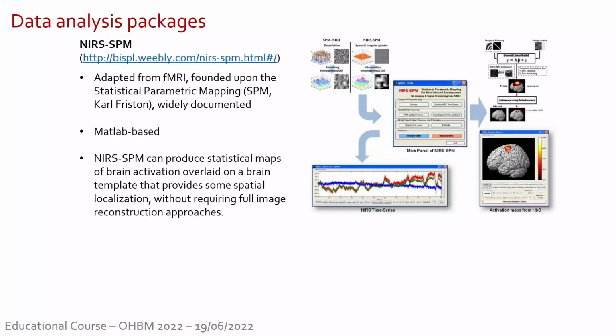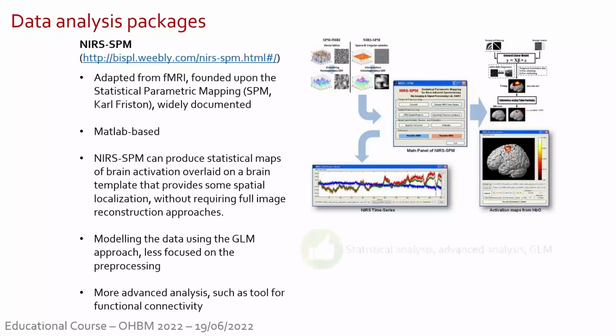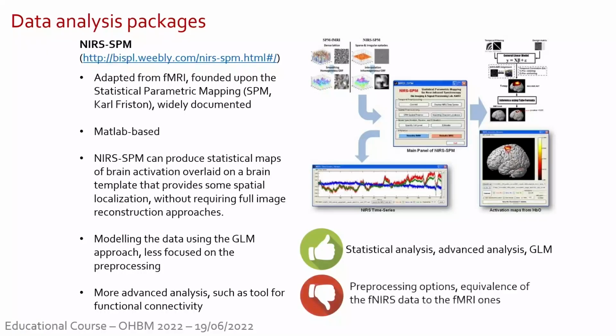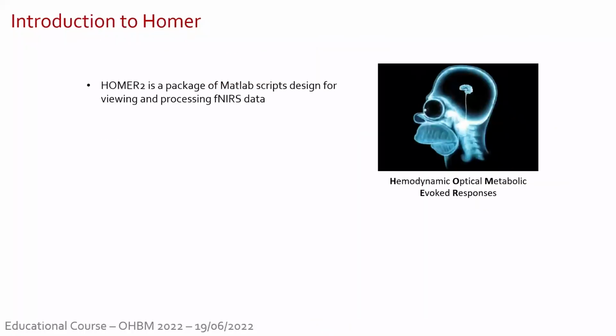NIRS SPM can produce, very similarly to fMRI, a statistical map of brain activation overlaid on a brain template. Again, make sure there is a brain template of the age you're interested in. And you can do more advanced modeling, like using the GLM. You can do connectivity analysis. But it's not as great for pre-processing options. So again, a lot of people I know use, for example, Homer for pre-processing, and then you just need to convert your data and import them into SPM to do more advanced modeling.